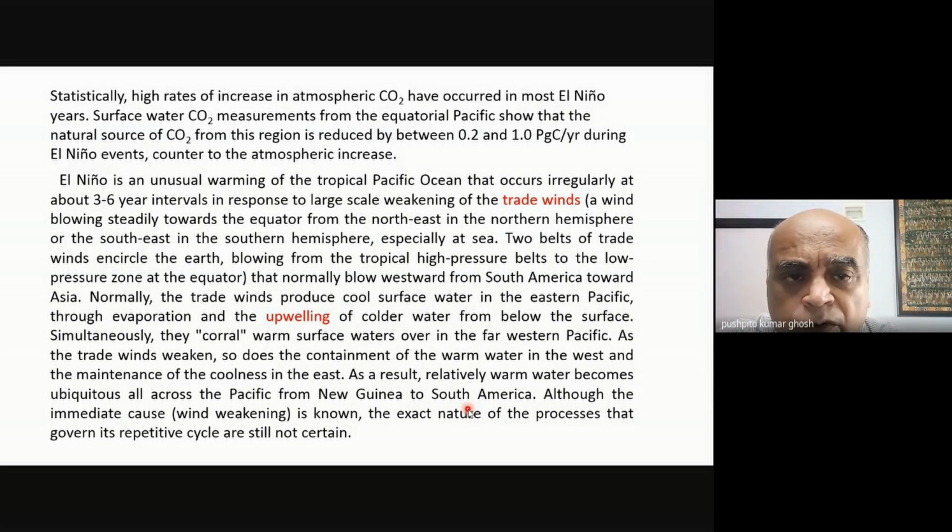Now, what was found is that on our Earth there are two kinds of winds known as trade winds. One blows in the northern hemisphere from the northeast to the equator, and there is also one in the southern hemisphere. These are known as trade winds. Trade winds are typically quite constant, but in El Nino years these winds tend to weaken a lot.